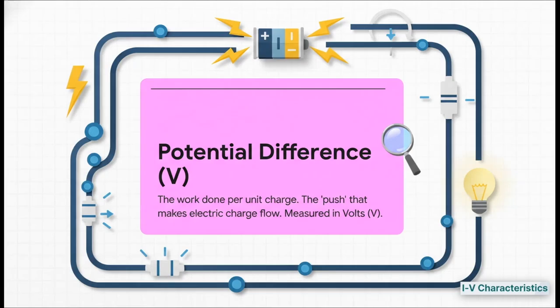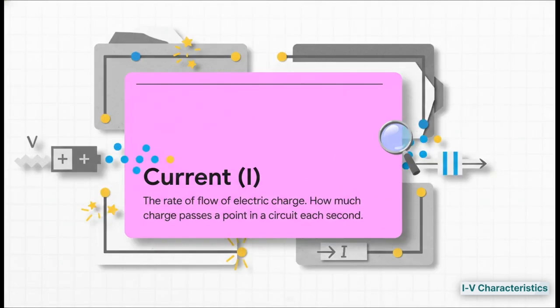First up, potential difference, which we usually just call voltage. The easiest way to think about it is as the electrical oomph or pressure that gets the electrons moving around a circuit. Simple as that. No push, no flow. And that flow of electrons, well, that's what we call current. We measure it in amps, and it's literally just telling us how much charge is zipping past a certain point every single second. Now, you'd think that a bigger push from the voltage would mean a bigger flow of current. But, as you're about to find out, it's not always quite that simple.